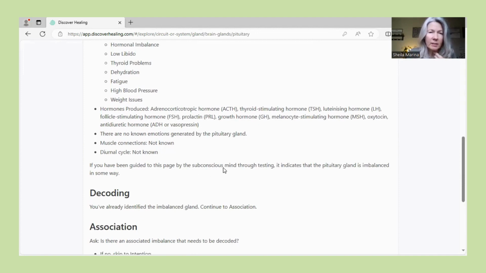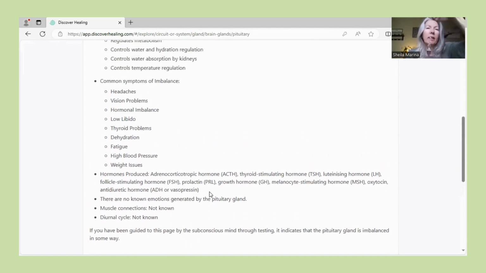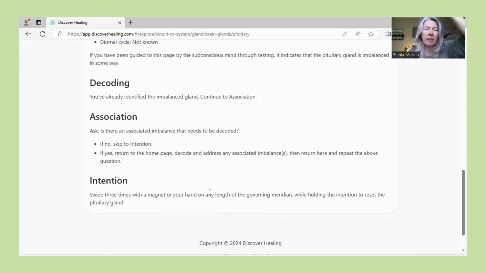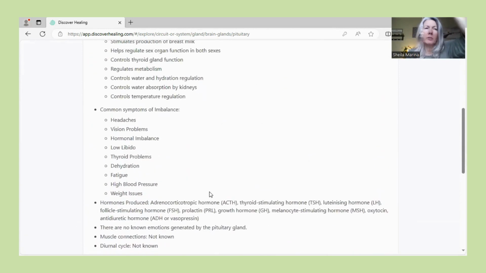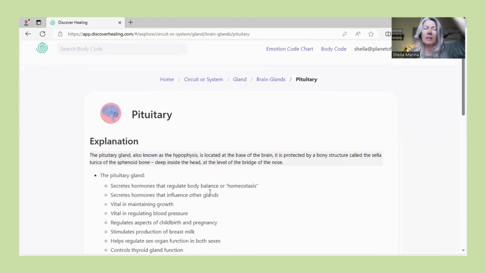So we've been guided to this page because the gland is imbalanced in some way. So let's find out here. Do we need to know anything else about this pituitary gland? And is there any other associated imbalance with this pituitary gland? No. And are we able now to reset this pituitary? Yes. So we're going to go ahead now.